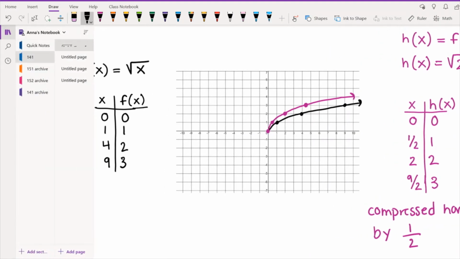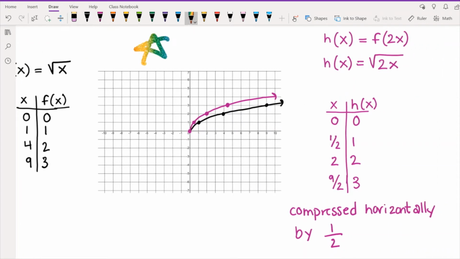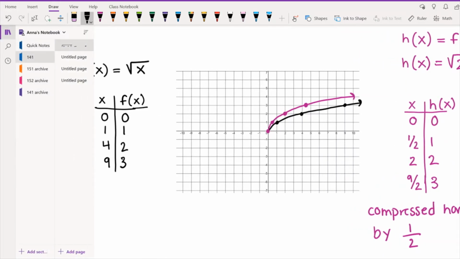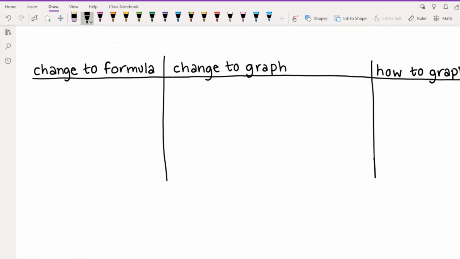Okay, so now that we've seen some of these examples, let's try to summarize what we've seen in these two examples in a table like we did with the others, and then we'll go and look at some further examples. So the first one that we did, what was the change that we made to our formula? Well, we were multiplying the function by some number c.